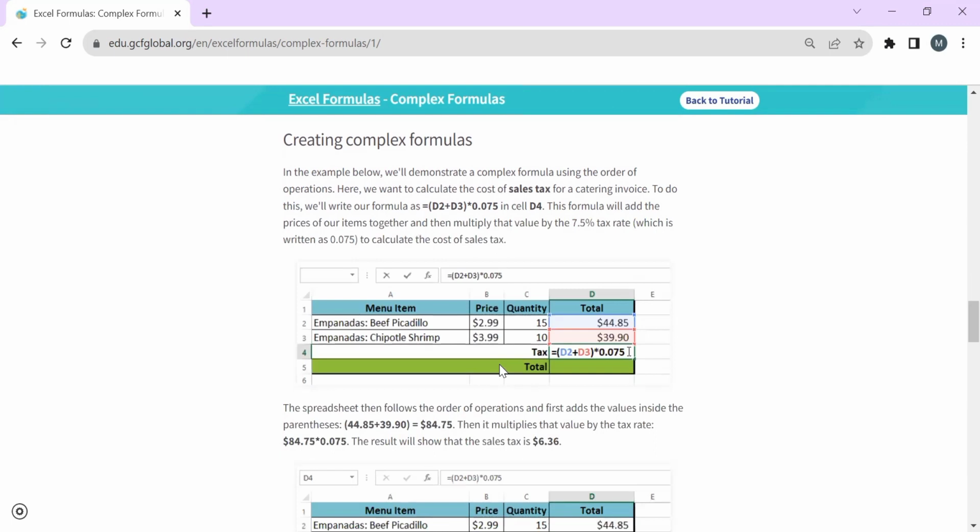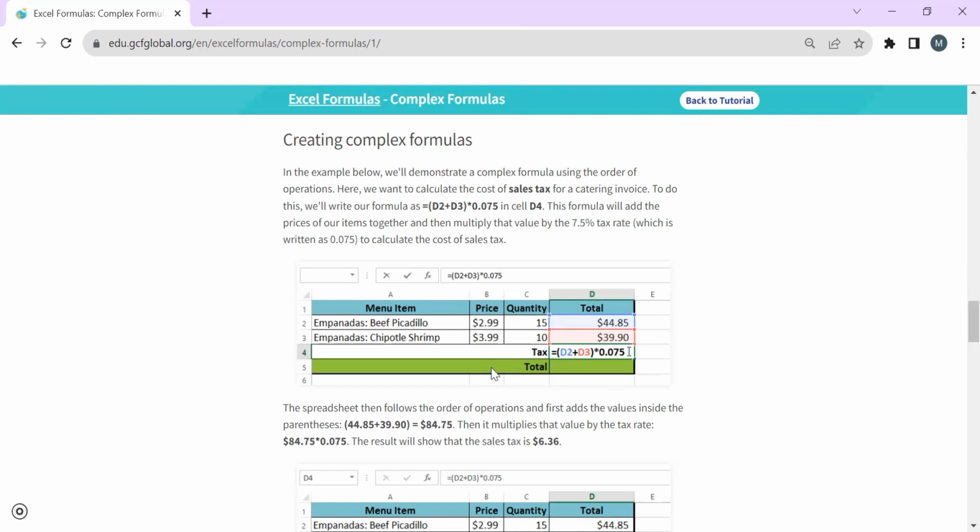Creating complex formula. In the example below, we will demonstrate a complex formula using the order of operation. Here, we want to calculate the cost of sales tax on a catering invoice. To do this, we will write our formula as D2 plus D3. So, naka-parenthesis yun para ma-indicate na yun dapat yung maunang solvent, multiply by 0.075 in cell D4.